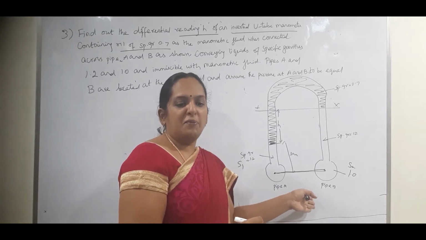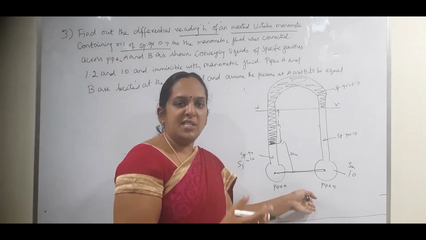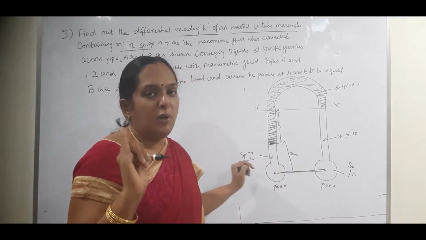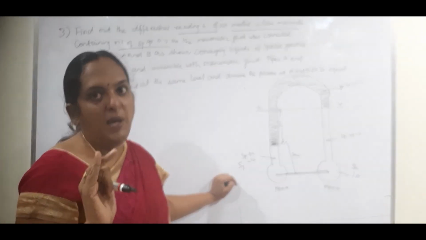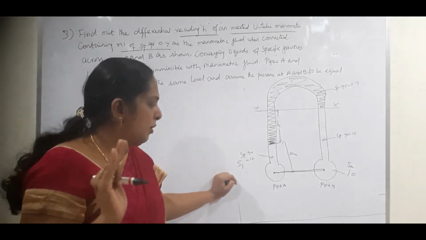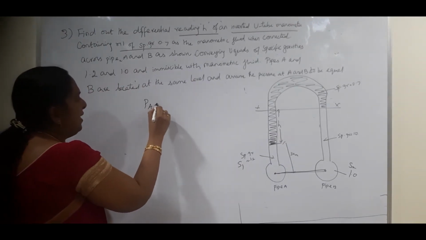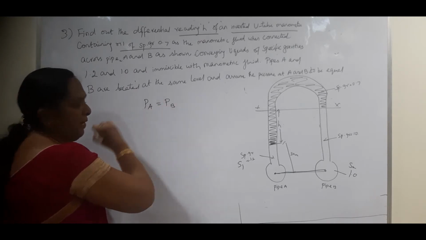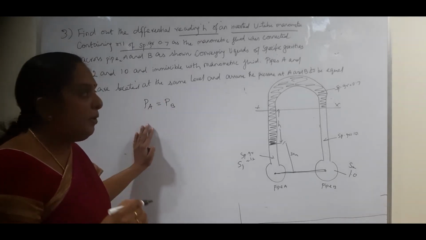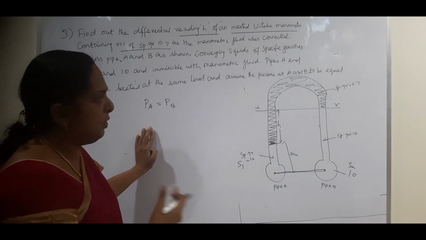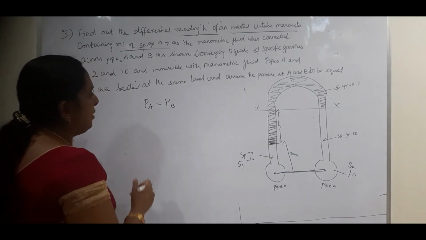Okay, so from this we will be able to find out easily the value of H, because otherwise we would have three unknowns: one is PA, another one is PB, another one is H. But in order to solve that, what they have given you here is that the pressure at A is equal to the pressure at B. That's why we have to read the question first, understand it, then start doing the problem. Okay, so that is given.